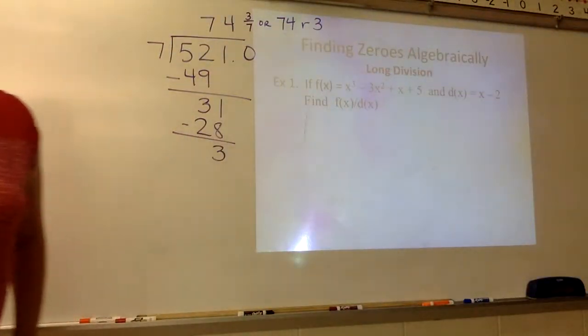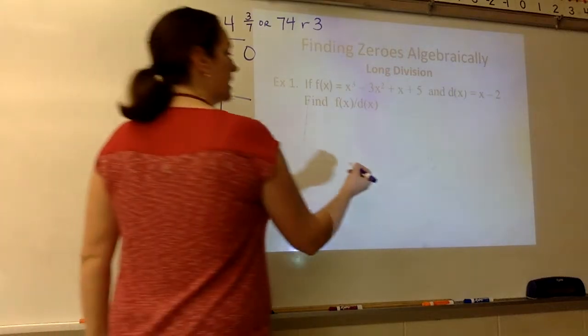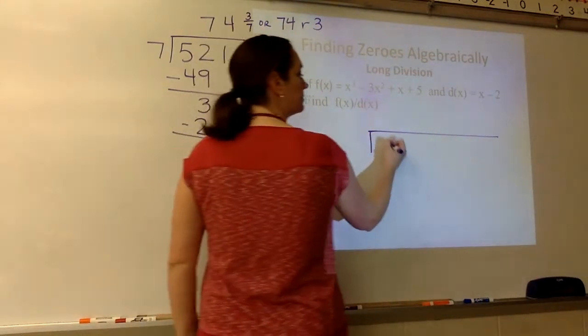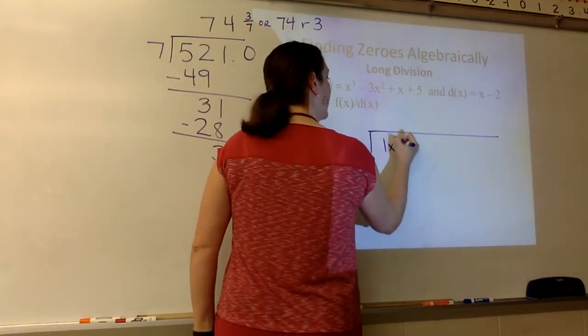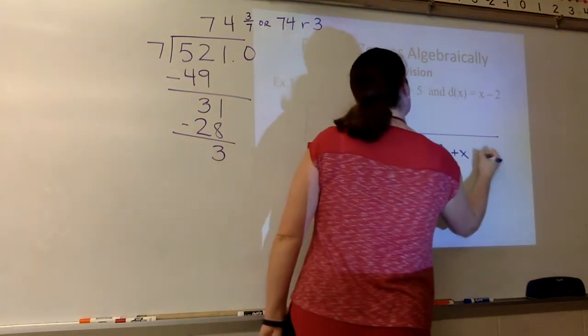Guess what we're going to do? We're going to do the same thing with polynomials. So we're going to do long division. Here's what it says. We're going to take f of x and divide it by d of x. Okay? So here's what it looks like. Set it up. I'm going to do 1x cubed minus 3x squared plus x plus 5.